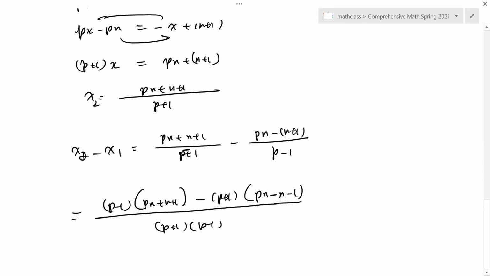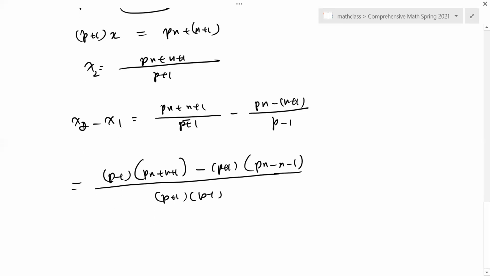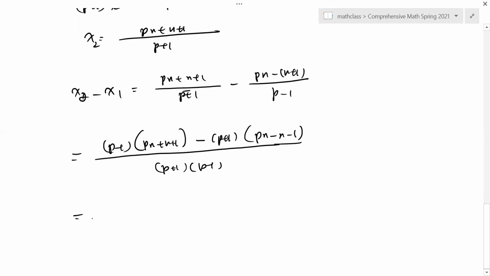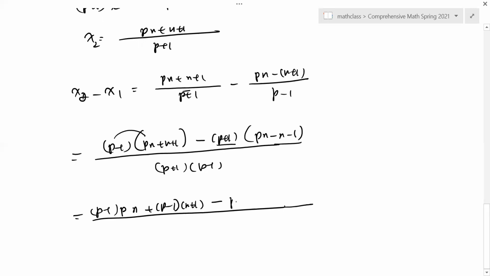So let's multiply this out. You should be able to get a pretty simple formula. So how do I do that? I multiply (p minus 1) times p, then times n, right? Then the other one is (p minus 1) and (n plus 1), right? And here, (p plus 1) times p. Okay, then we have a minus minus plus.